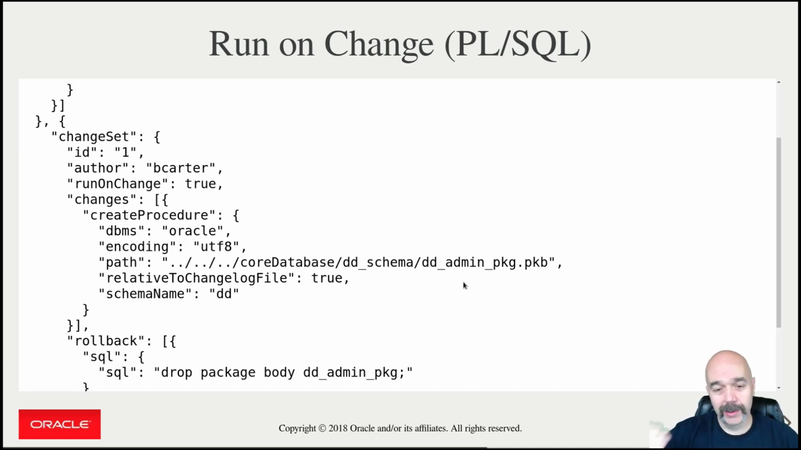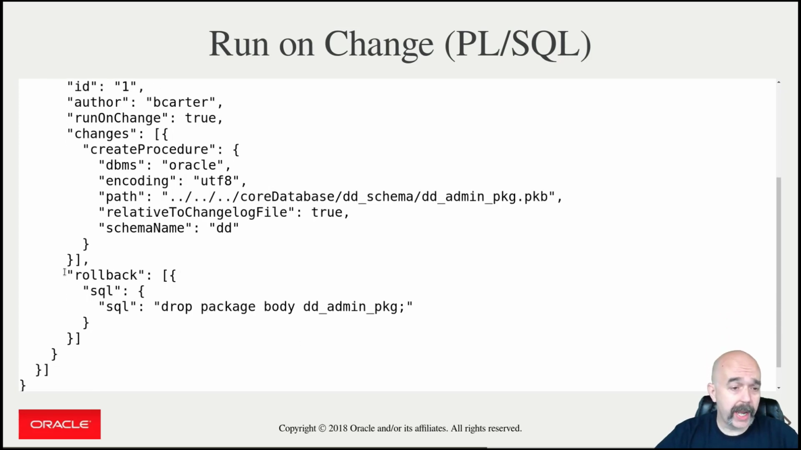And it will rerun this code. Next time I run Liquibase, if I haven't changed this package, it'll just skip it. It won't rerun it next time. Now here's that bad rollback example I was talking about before.